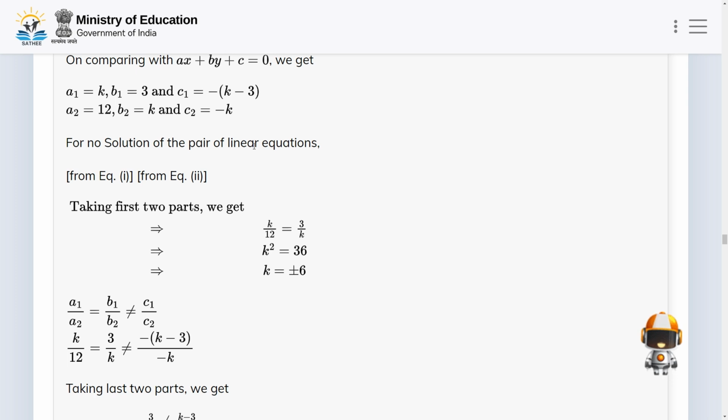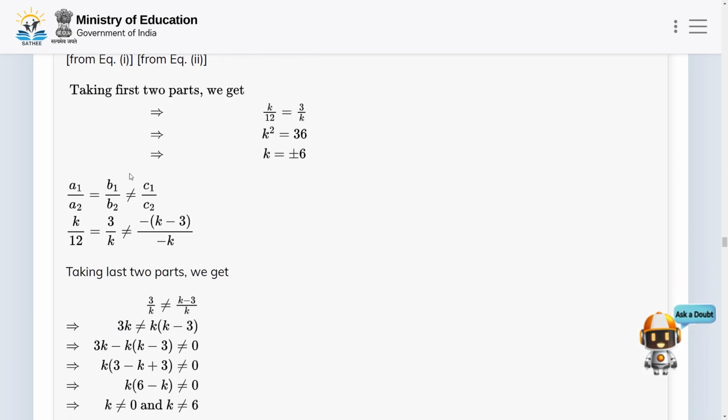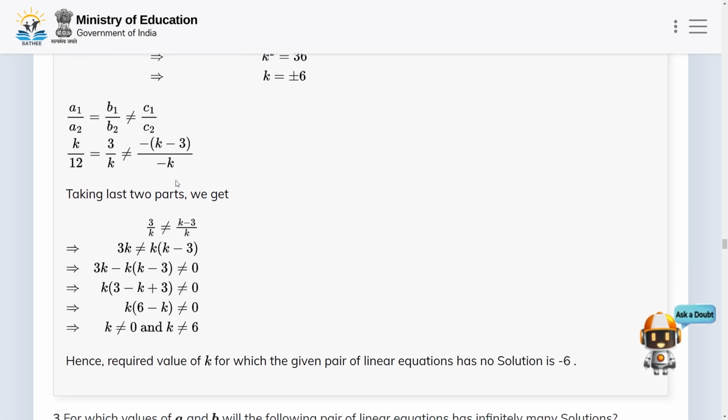So for no solution of the pair of linear equations, from equation 1 and from equation 2 taking first two parts we get k by 12 is equal to minus 3 by k, and it implies k square is equal to 36 and it implies k is equal to plus minus 6. Okay, so k is equal to plus minus 6, and a1 by a2 is equal to b1 by b2, but does not equal to c1 by c2. So k by 12 is equal to 3 by k, does not equal to minus of k minus 3 by minus k. And taking last two terms, we get 3 by k does not equal to minus of k minus 3 by minus k, that is k minus 3 by k.